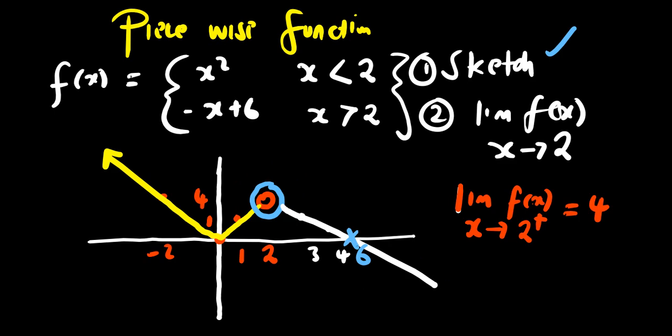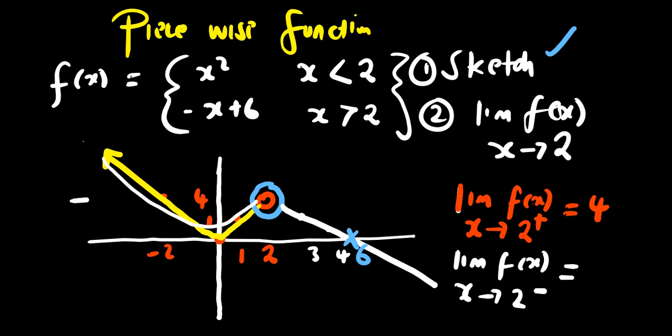Now let's approach this limit again from the negative direction. The limit of f of x as x is approaching 2 from the negative side: you're coming from the negative and approaching that point, and you're able to see that again you're going to reach that limit. So this is also a 4. Now what will be your conclusion then? Those are your answers.